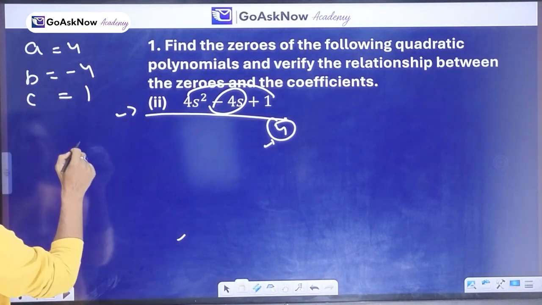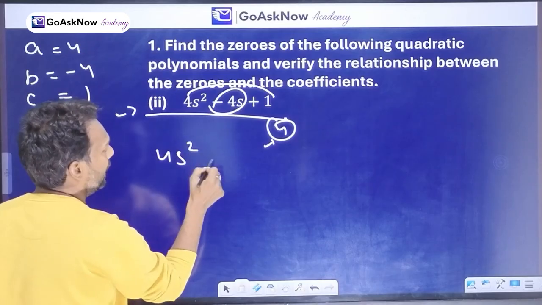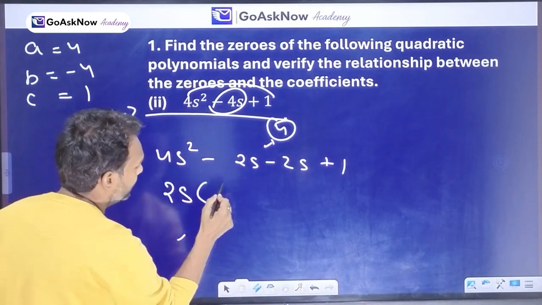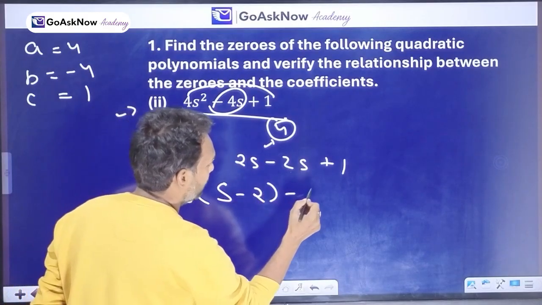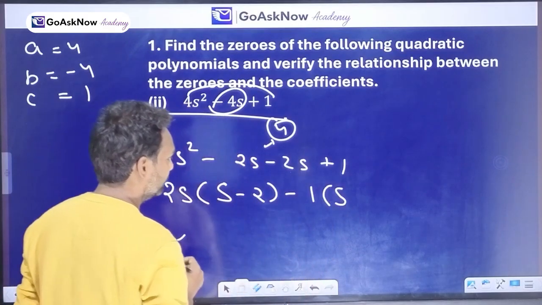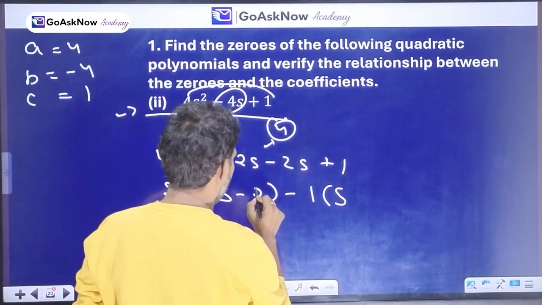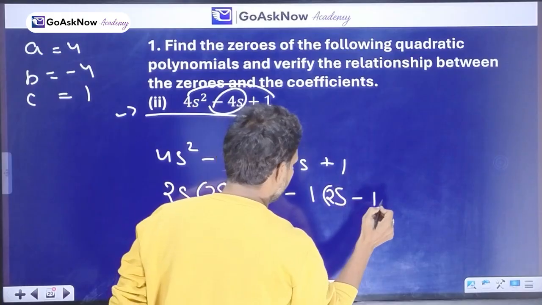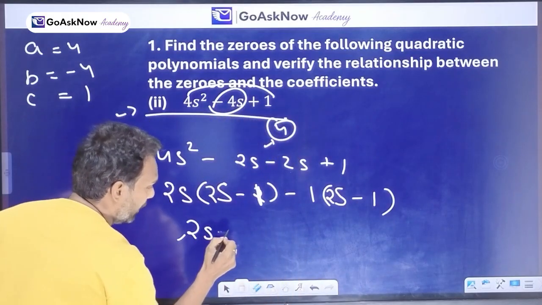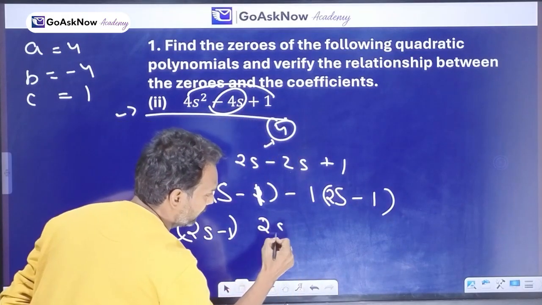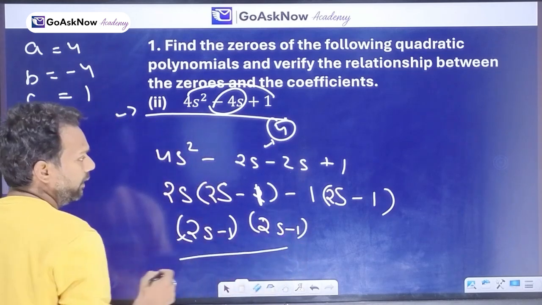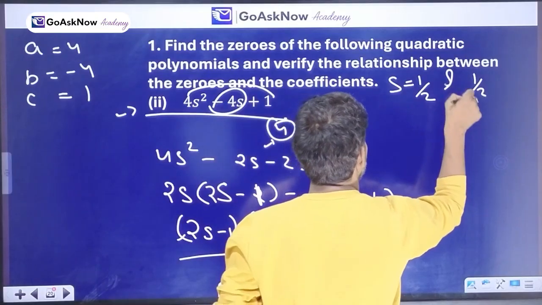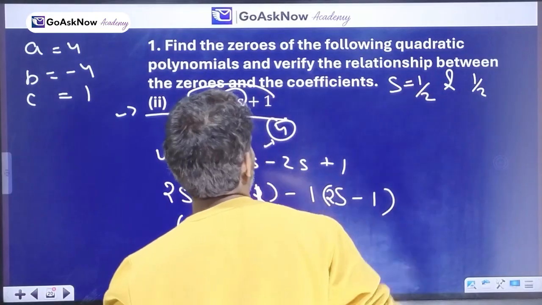We split the middle term minus 4 into minus 2 and minus 2. So, we can write 4s square minus 2s minus 2s plus 1. Taking common, 2s into 2s minus 1, minus 1 into 2s minus 1. So, 2s minus 1 and 2s minus 1. S is equal to 1 by 2 and 1 by 2. Okay, alpha is 1 by 2 and beta is also 1 by 2.